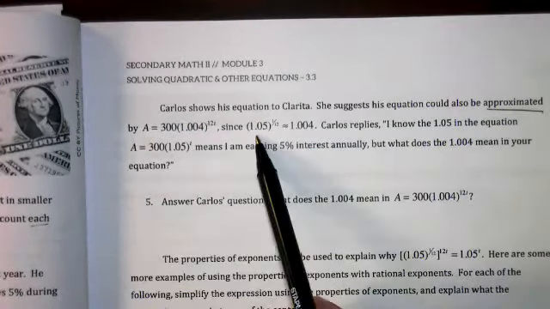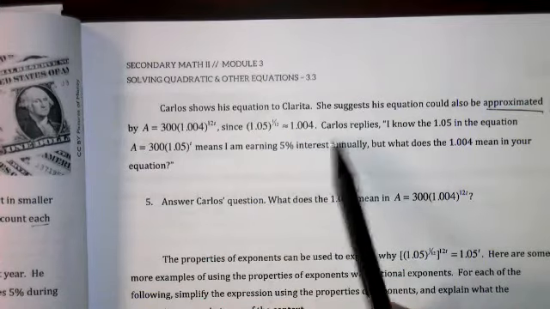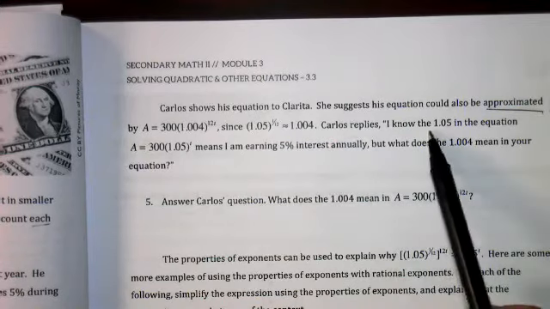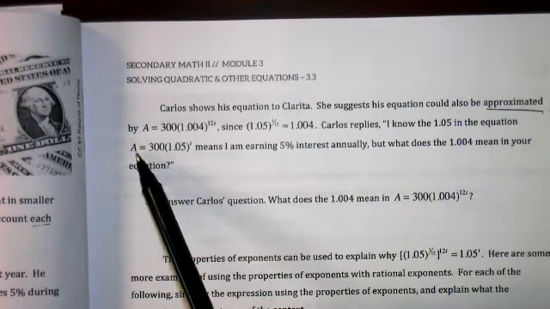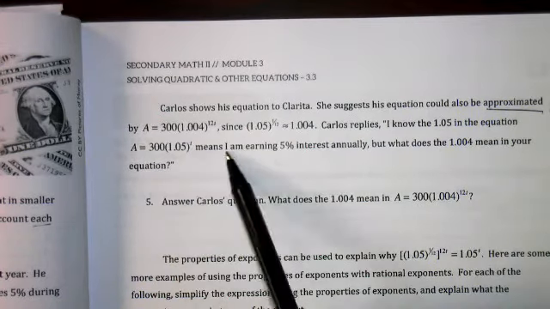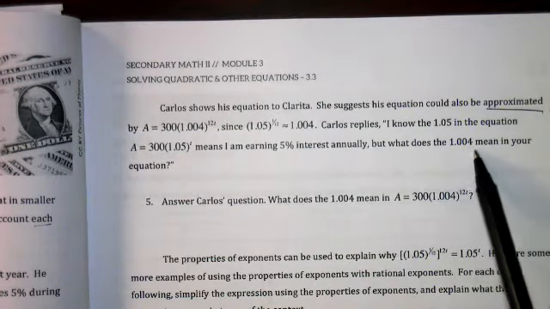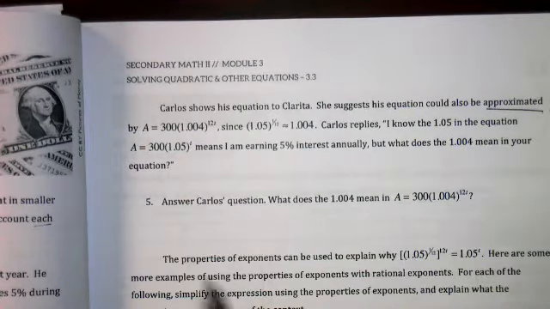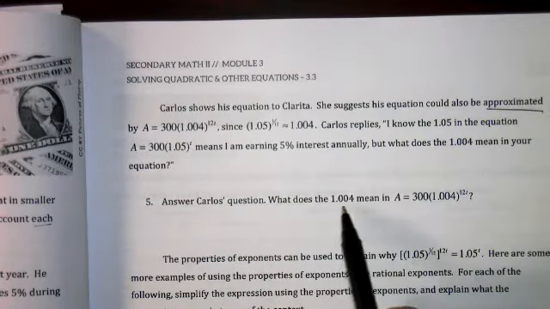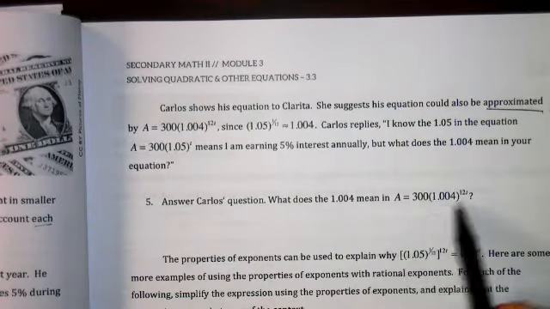Oh yeah, look right here. It says, since it's approximate, Carlos replies, I know the 1.05 in this equation means I'm earning 5% interest annually. But what does the 1.004 mean in your equation? Answer Carlos' question. What does 1.004 mean in this equation?